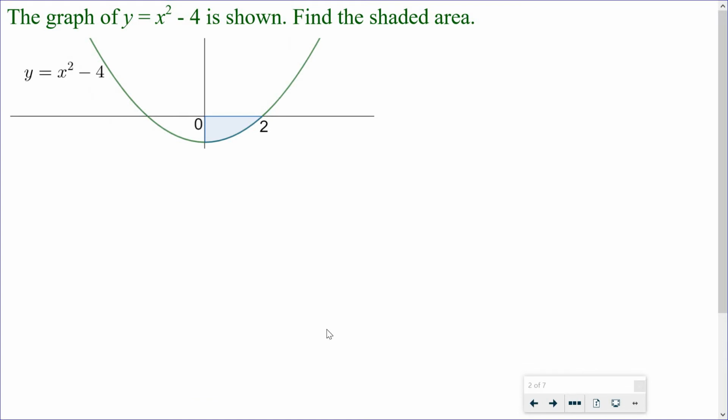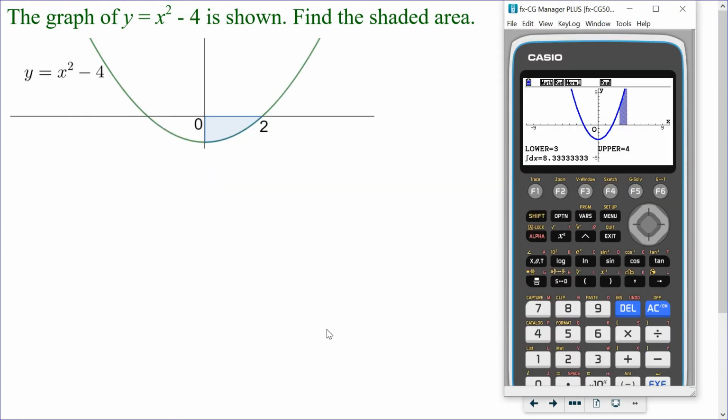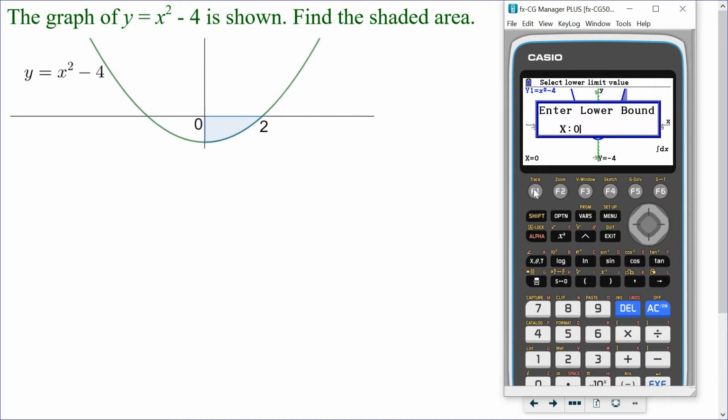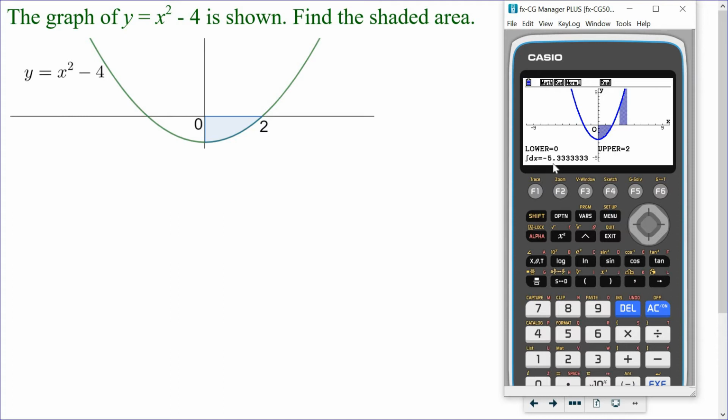So this time, it's going to be a little bit trickier because we're going to have a negative area. So let's just look at that. So we use G-solve, F6, integrate. If we press the integral button and go 0, and the upper bound needs to be 2, okay, then we see that the integral, which is written at the bottom there, is minus 5.3 recurring, so minus 5 1/3.